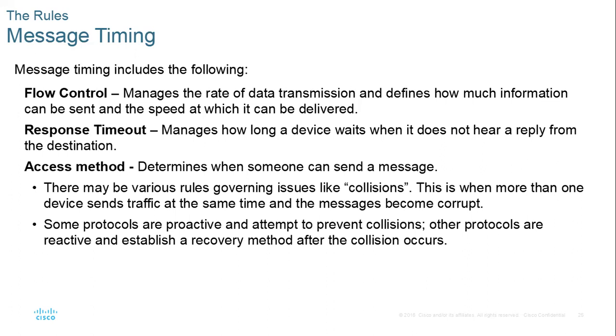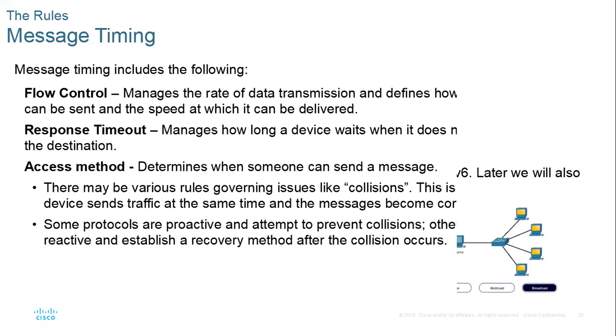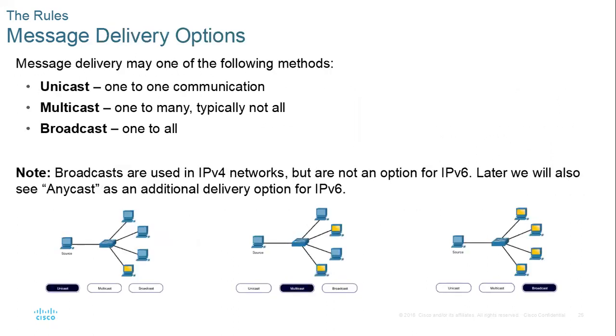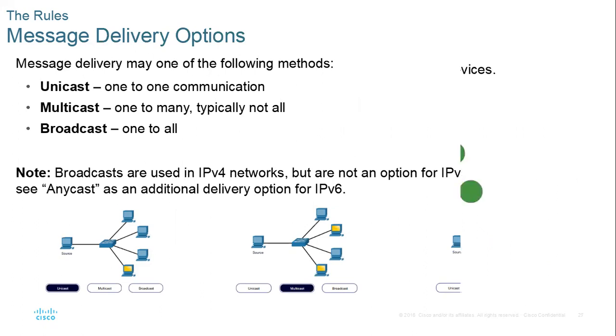Access method determines when someone can send a message. This may vary depending on the rules. So there are several delivery options: what we call unicast, multicast, and broadcast. You say unicast when it's one-to-one communication, just I and you. Multicast is one-to-many, typically not everybody. Then broadcast is when it's to everybody.